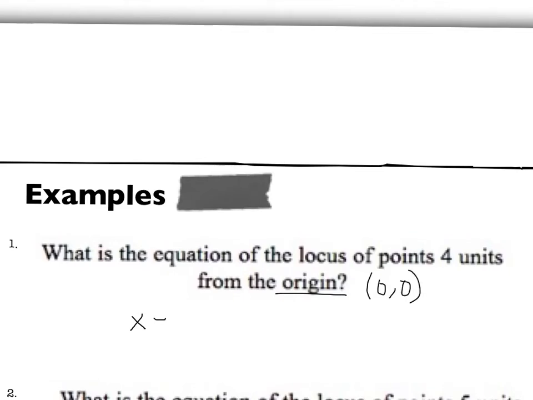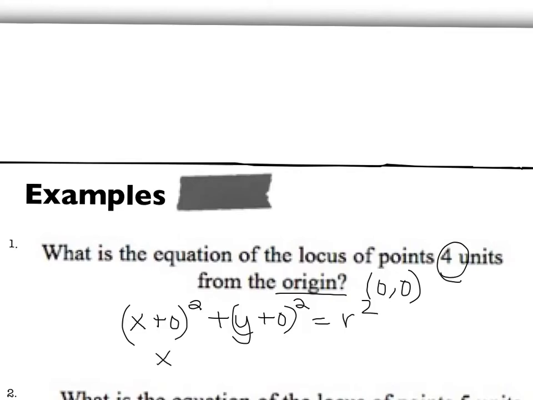So if you can imagine a circle at (0, 0), that would be (x plus 0) squared plus (y plus 0) squared equals r squared, right? And r here is 4, so we're going to have x squared, the 0 goes away because it doesn't do anything, plus y squared equals 16. And you're probably wondering, how did I know it was a circle right away? That's because all it gave me was 4 units from a point. So this is a locus from a point, and that has to be a circle.